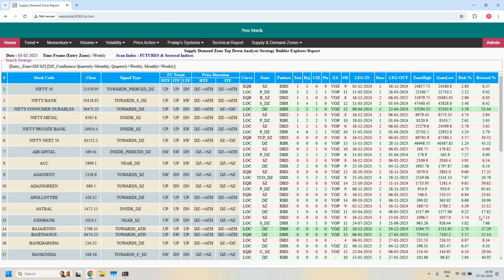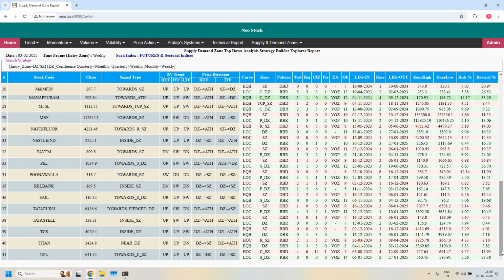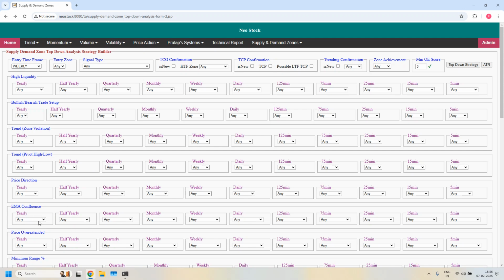Further we can filter based on quarterly EMA confluence, because everything is part of quarterly zone. First let me scroll the list down for your reference purpose. Okay, 41. We can further reduce this list because weekly and monthly together are part of the quarterly zone. Let us verify. Quarterly demand zone having quarterly EMA confluence.